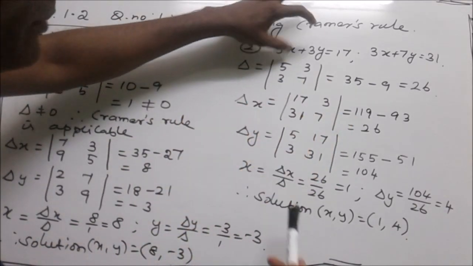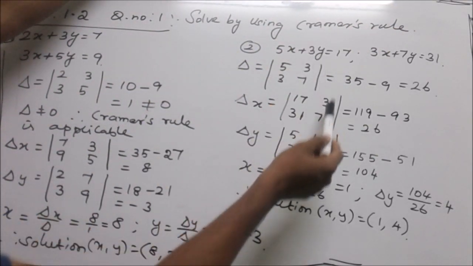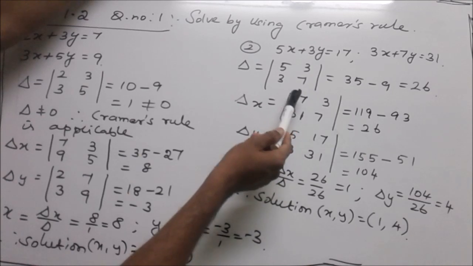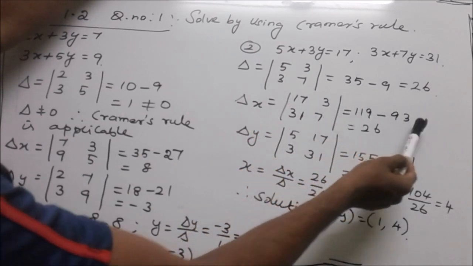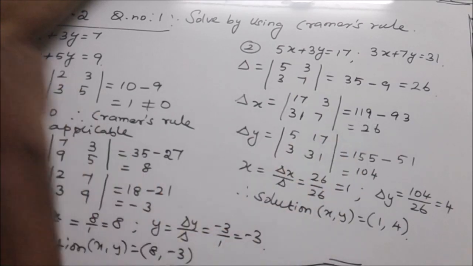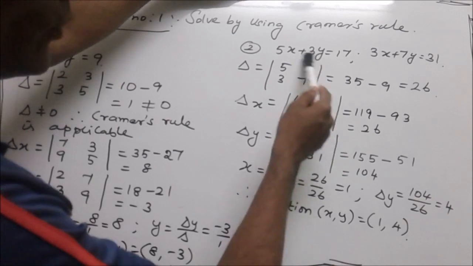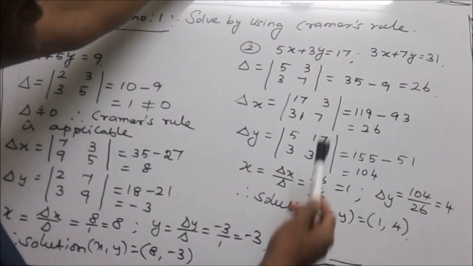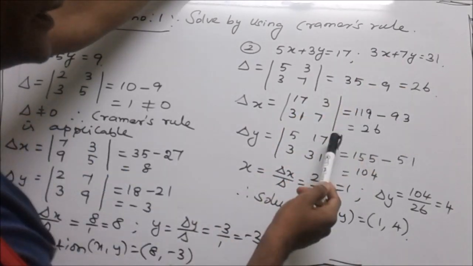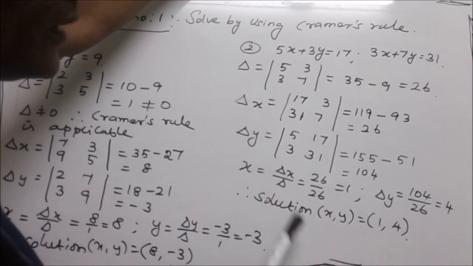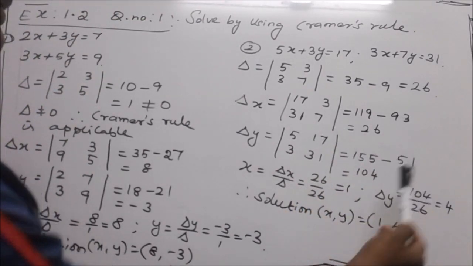Replacing the coefficient of x by the constants 17 and 31 and keeping the coefficient of y the same. Now finding the determinant value, 17 into 7 minus 31 into 3, which will be equal to 26. Now to find delta y, replace the coefficient of y by the constants. So the coefficient of y is replaced by 17 and 31. So 17, 31, finding delta y, 5 into 31, 155, minus 3 into 17, 51.